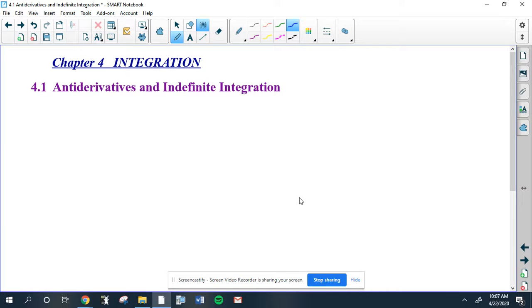All right, so now we start chapter 4. It's called integration. And integration is basically just the opposite of differentiation. A better word for it is an inverse. Just like everything else you've learned in math, all these operations you've learned have inverses, starting with addition.